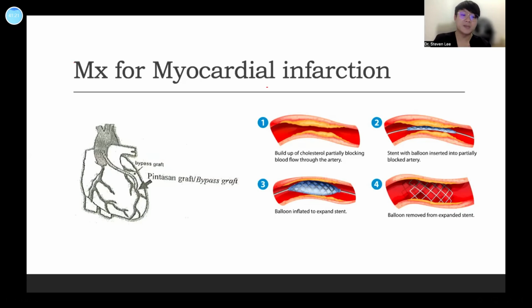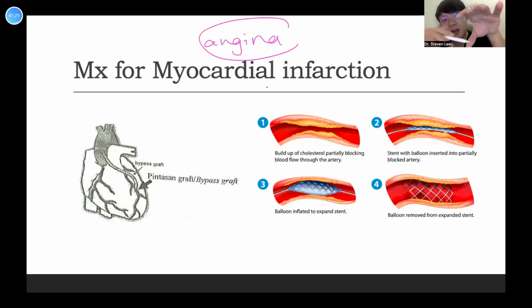Okay, Paris asks, what's the difference between angina and MI? Angina is just chest pain. It depends on how much the vessel is blocked. If the vessel is blocked 100% or 90% and above, then you might get MI. The cells die.